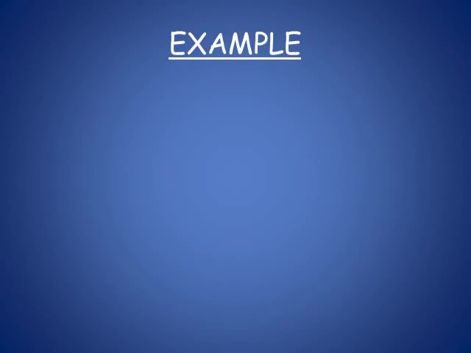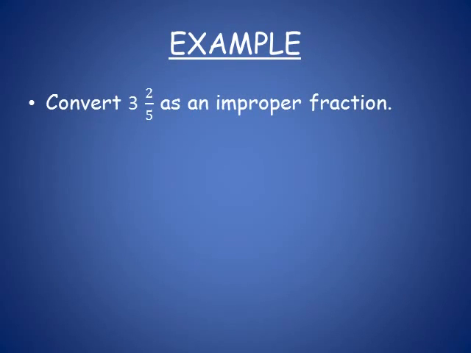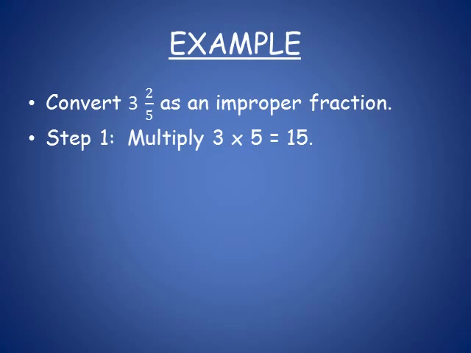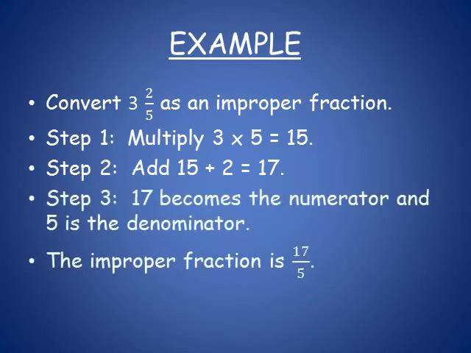So here's an example. We want to convert 3 2/5 to an improper fraction. Step 1, we're going to multiply the whole number 3 times the denominator, which is 5, and 3 times 5 equals 15. Step 2, we're going to add 15, the number we got from step 1, to 2, the numerator, and that equals 17. 15 plus 2 is 17.